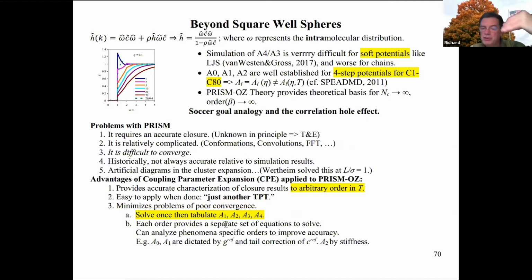So each of A1, A2 has a separate set of equations to solve. The derivatives that you take lead to a series of equations to solve for A1, a different series of equations to solve for A2. And so we can use different convergence strategies for different orders. This coupling parameter expansion, which I became aware of around 2015, really is interesting because it opens up the possibility of solving this problem number 3 that I just gave up on long ago.